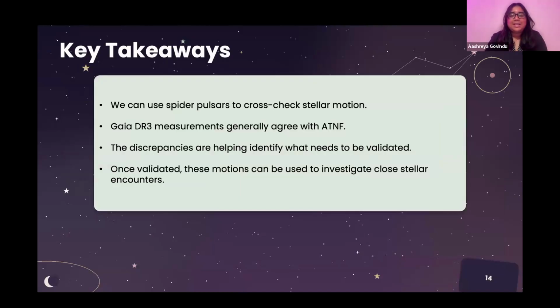So these are just some key takeaways that I hope I've done a good job of highlighting throughout my project.